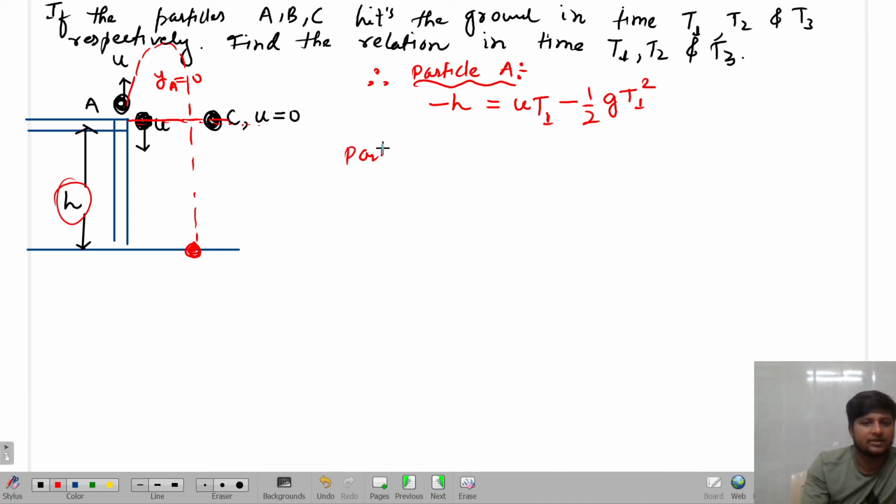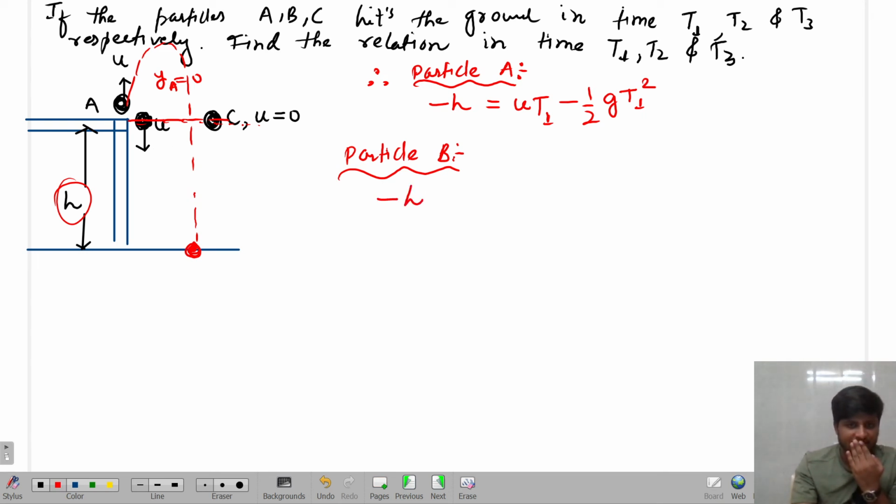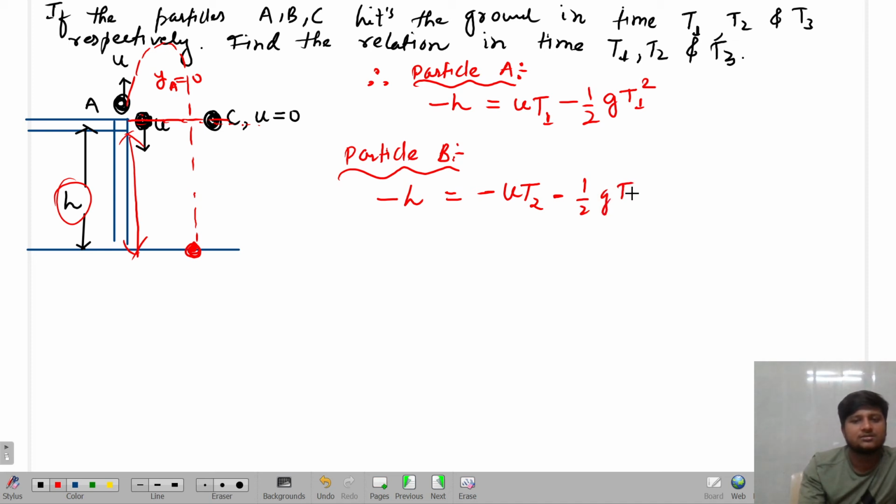Now for particle B, what is the equation? Particle B is thrown with initial velocity downwards. So the displacement for particle B is again equal to minus h, and the initial velocity is downward, so minus u into time t2, since this particle hits the ground in time t2, minus half g t2 square. What you get from the equation is h is equal to u t2 plus half g t2 square.